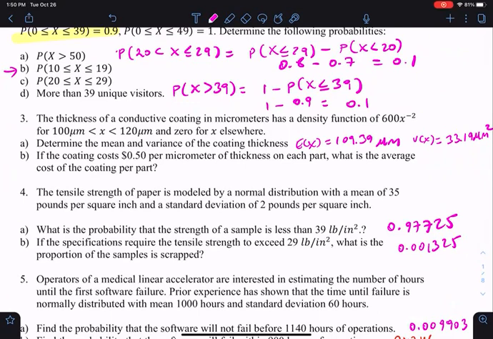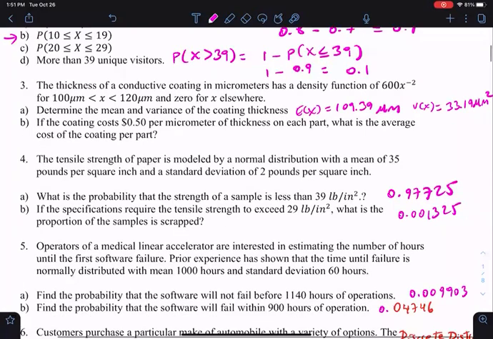Next, they're asking you for this problem, the thickness of a conductive coating, in micrometers, has a density, and so on. Determine the mean and the variance of the coating thickness. If the coating costs 50 cents per micrometer of thickness on each part, what is the average cost of the coating per part? Okay, so next we need to find, they give us a continuous variable, right? So they give us the density function. So they want us to calculate the expectation and the variance of this continuous variable, right? Okay, so we need to find the expectation.